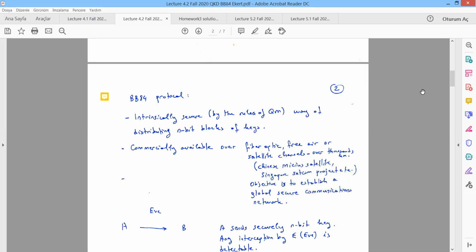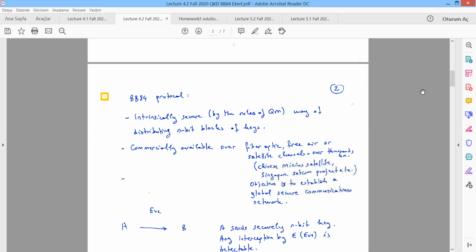The other satellite is located in a little higher orbit, but still, it works with similar principles. And the purpose over here is to set up a globally secure communications network through using quantum key distribution protocols.